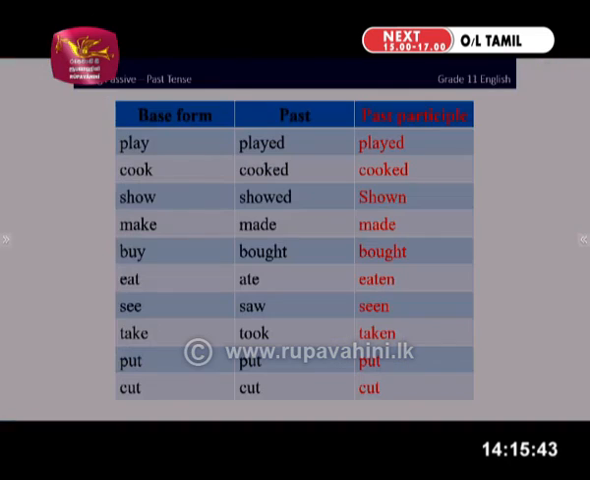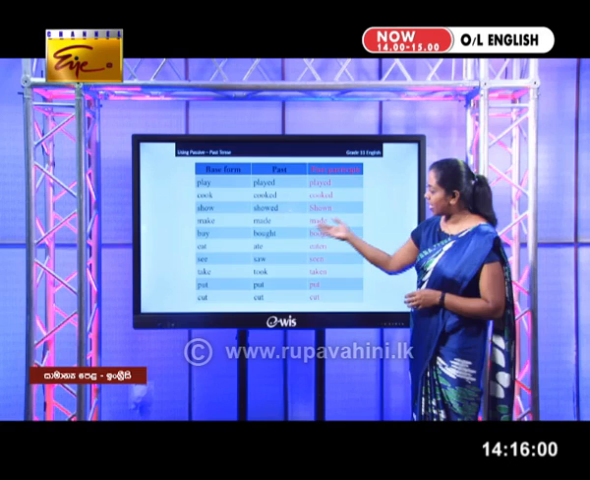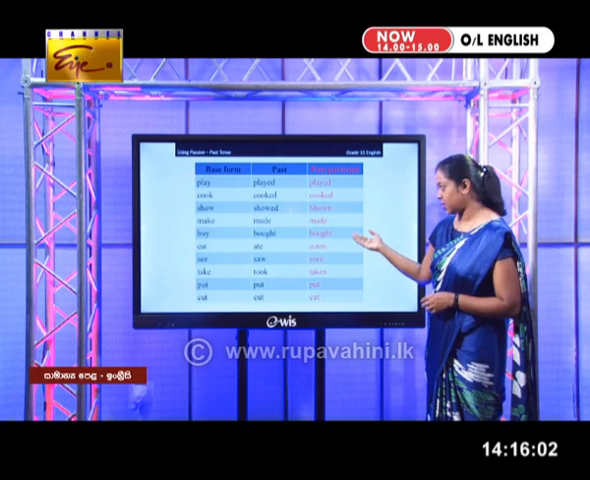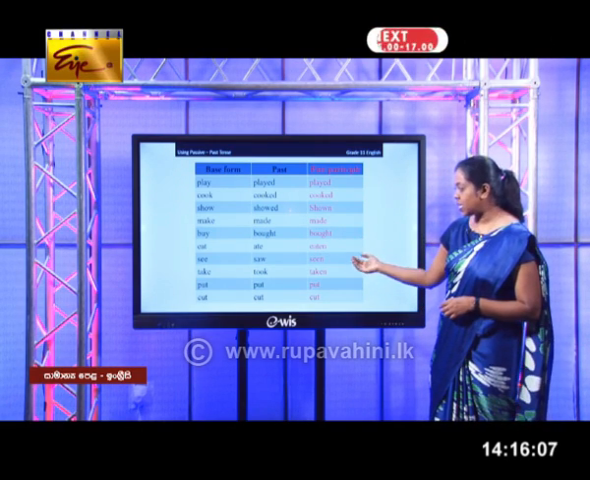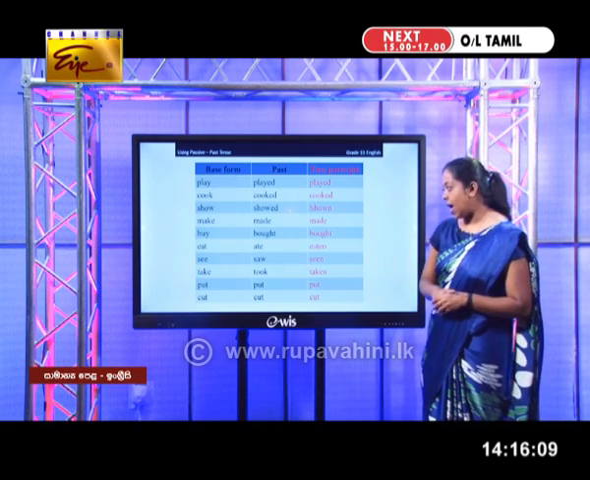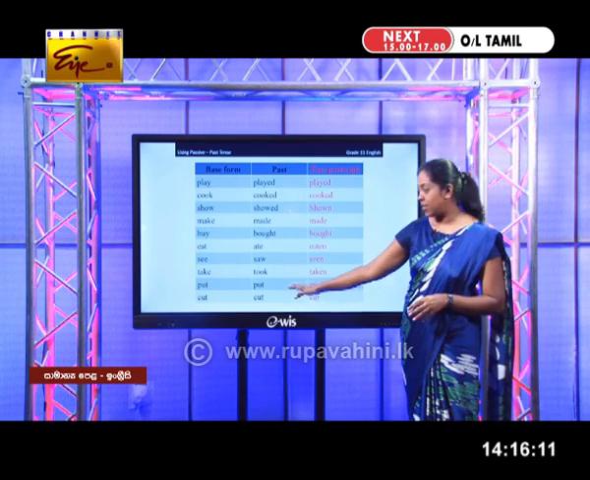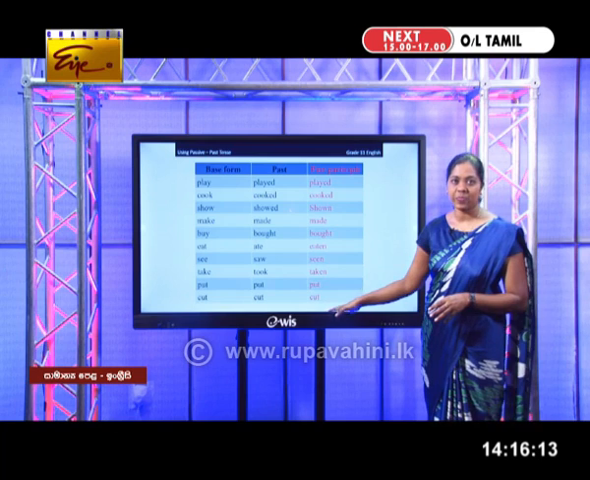Make, made, buy, bought, eat, ate, see, saw, take, took. All these words have changed. We have not added ed there. So these are irregular verbs, and they have their own past participle form. Except for this word made, it is the same. Bought, it is the same. But for ate, we have the word eaten, saw, seen, took, taken. And these two words, remember, they never change, right?